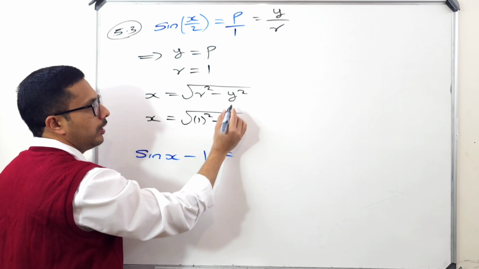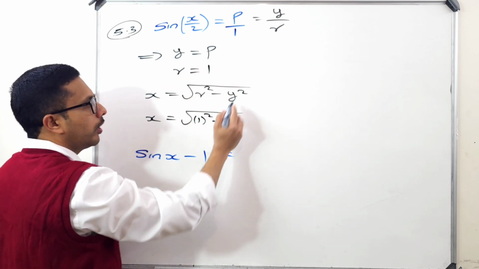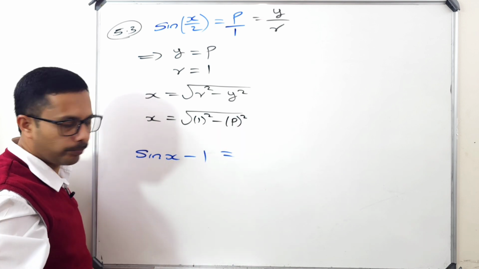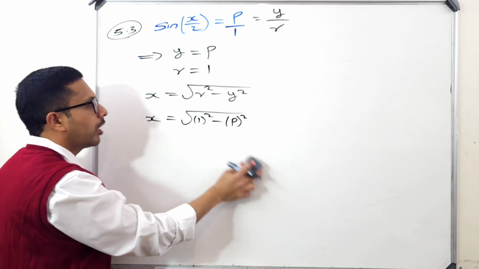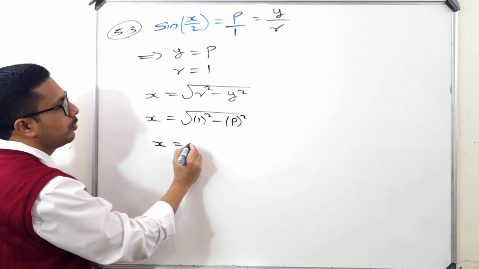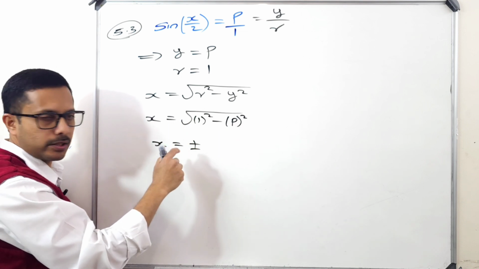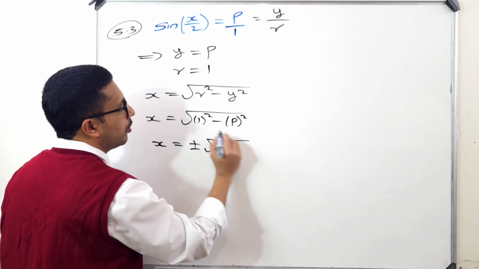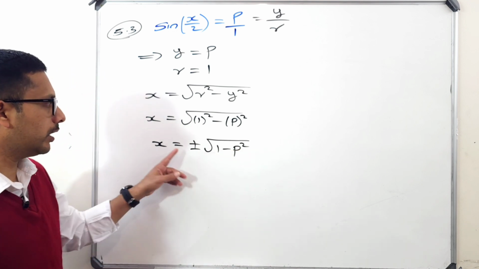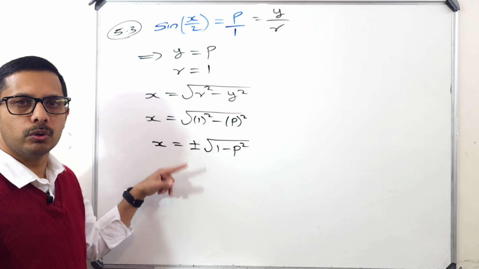1 square minus, what is y? The value of y is p. So y square means p square. Am I right? Okay, so 1 square is 1, p square is p square. So x is equal to plus or minus, we have to write plus or minus, square root of 1 minus p square. So we have to find exactly which x value is correct. Is it positive or negative?